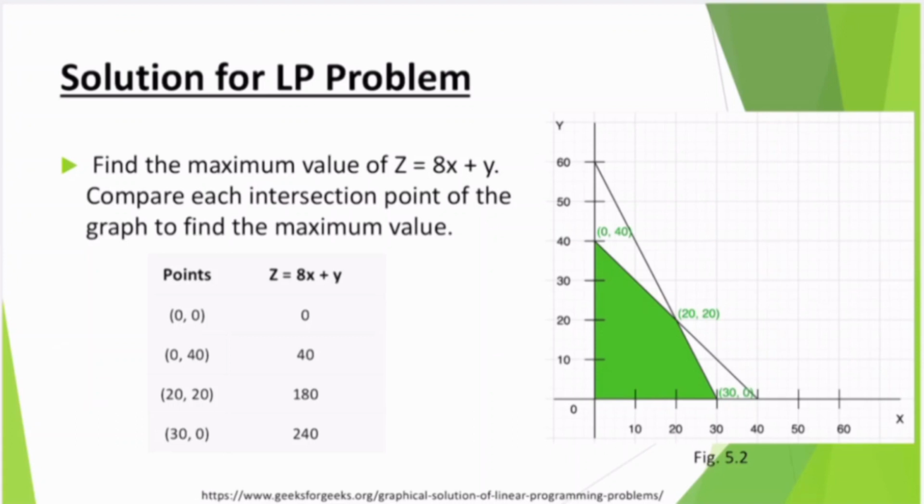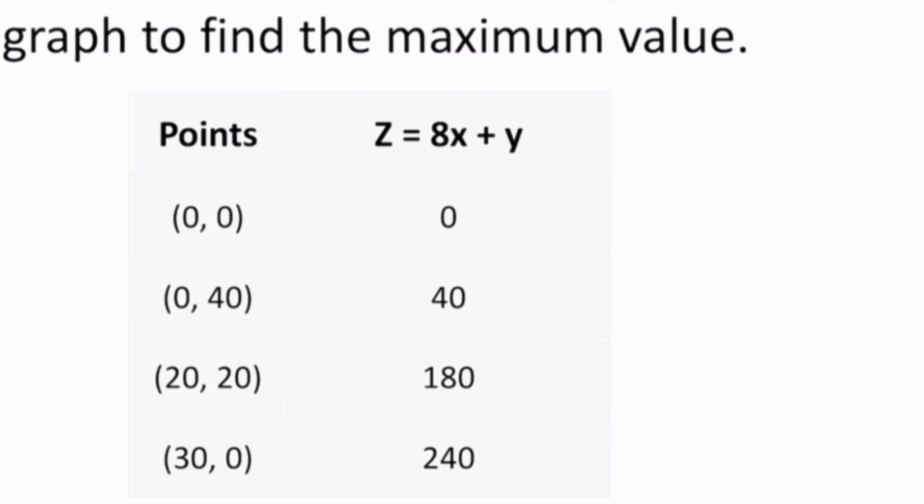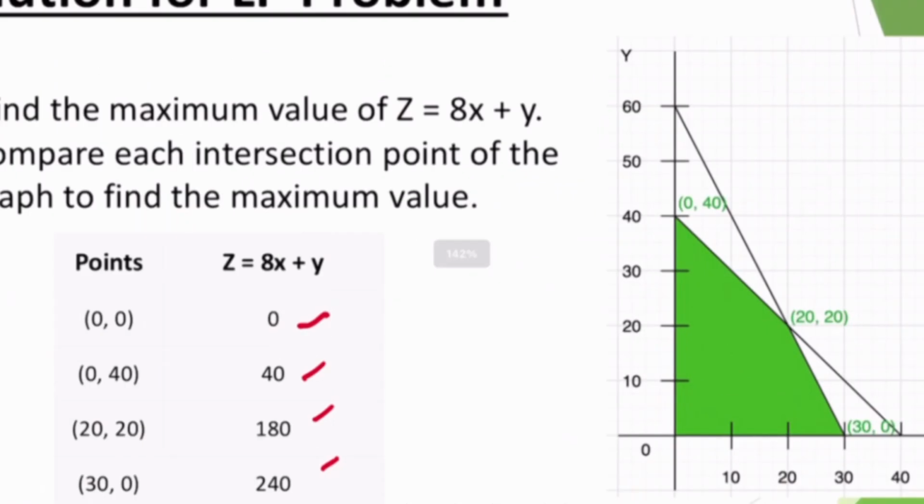So I can consider one point. Let's say when I take the point x equal to 0, y equal to 0, I can get it. And I can take x equal to 0, y at its extreme 40. Then I can take another point 20, 20 and then 30, 0. So I do get different values for my objective function. And those points, I can now plot, okay?